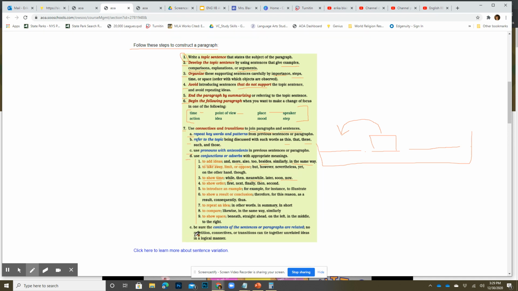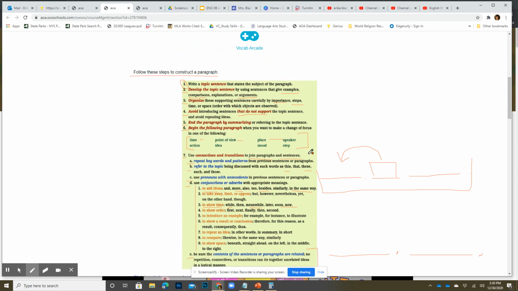And then finally, in regards to connectives and transitions, make sure that the contents of your sentences or paragraphs are related. Stay focused. Connectives or transitions can't tie together unrelated ideas in a logical manner. No matter how many conjunctions you use, if you've got, Bill is an excellent snowboarder, Mary likes ice cream, there's no logical way to connect those two things. Okay, if you have questions on this one, make sure to reach out.